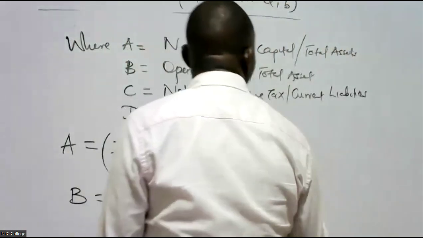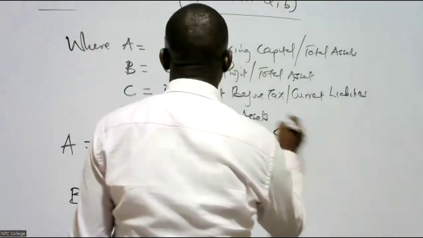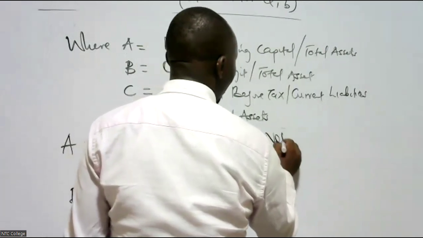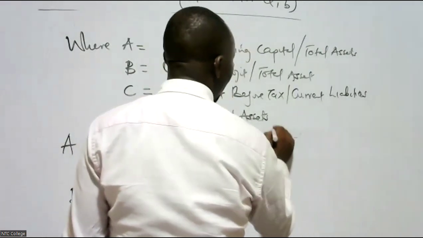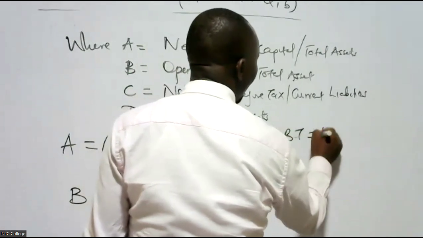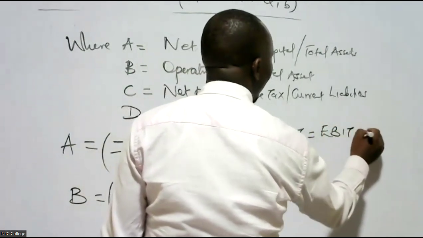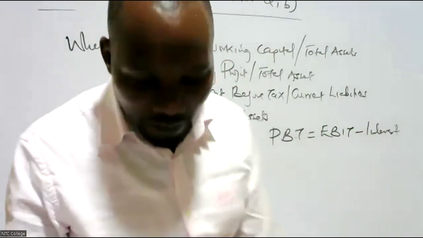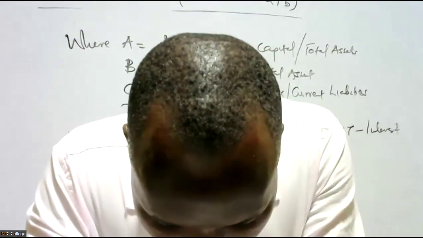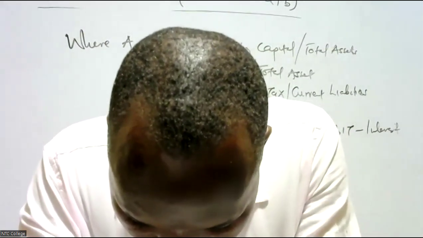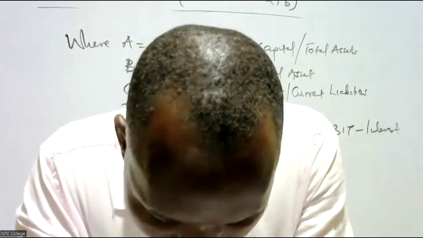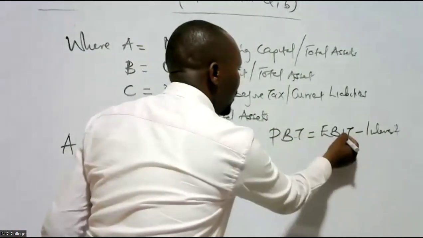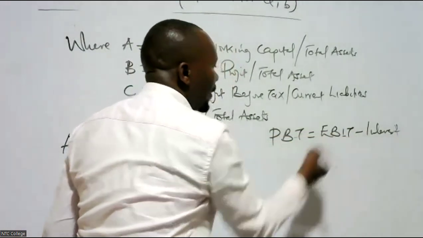So this one, net profit. C, we know, is net profit before tax. So net profit before tax, which is the same as profit before tax, is equal to EBIT minus interest. Are we given interest? The question says that the company is currently paying interest on a long-term debt instrument amounting to 905. So that is the interest that is being paid. You take EBIT minus interest, so that you remain with EBT.